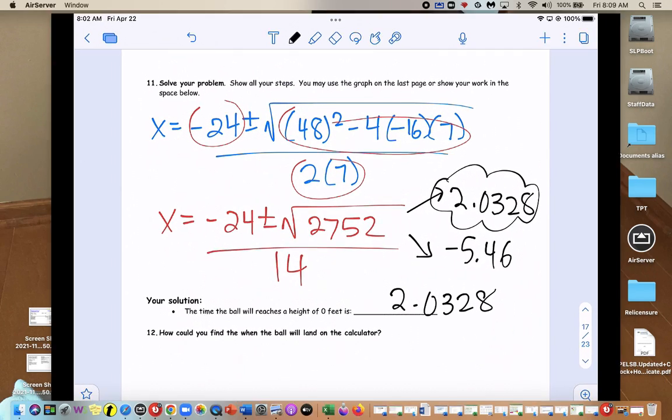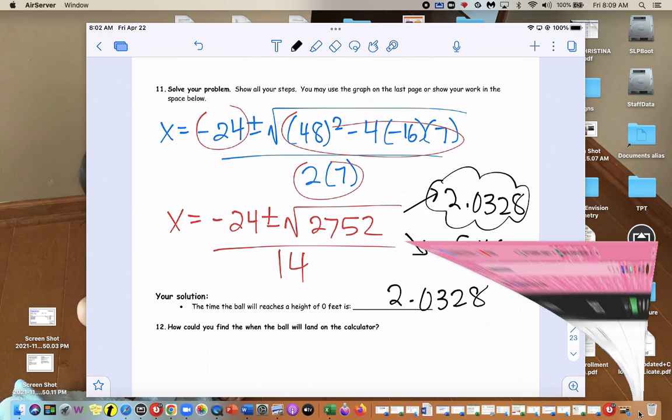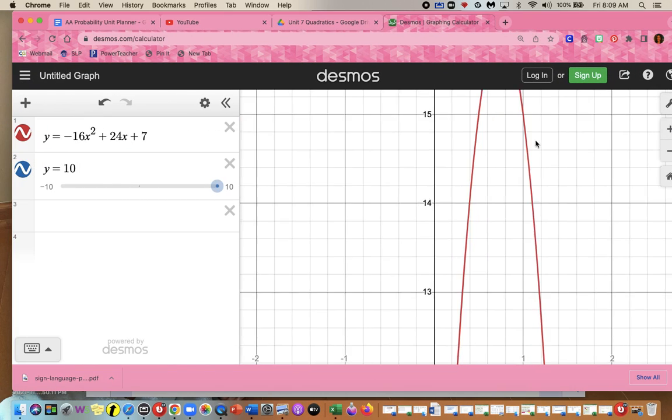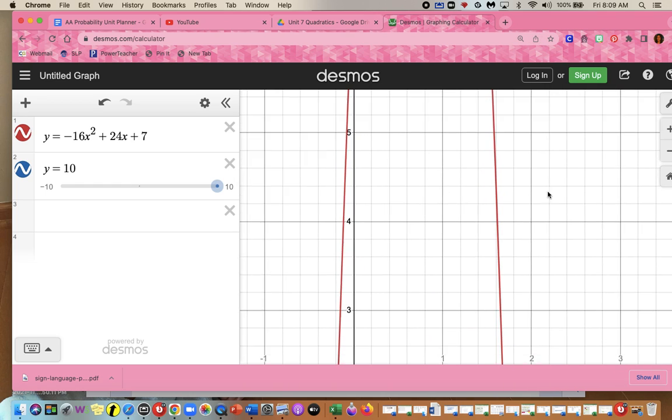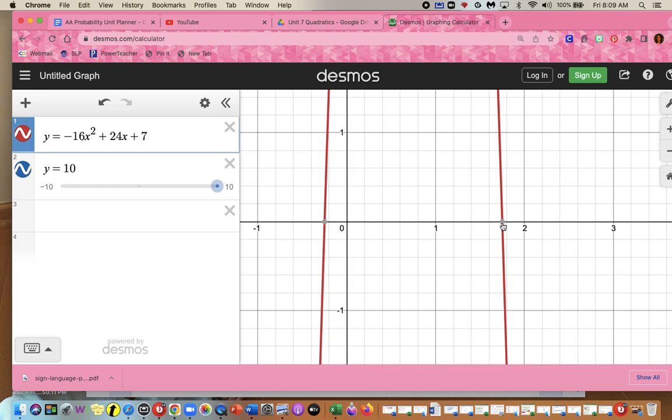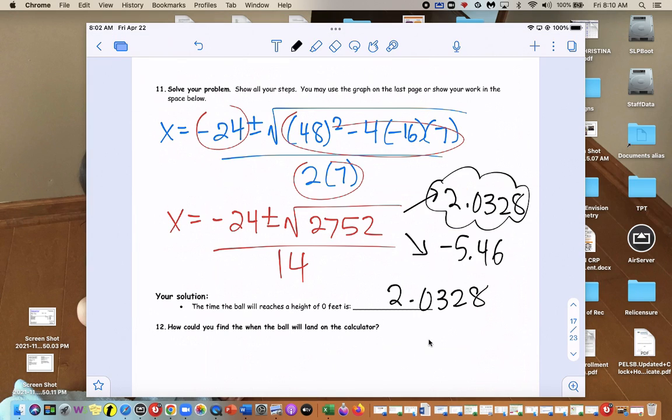How can you use the calculator to calculate it? We'll find the x-intercept. When it hits the ground, I should just zoom out, but I have not. Okay, so here it is. Ooh, 1.75. Why do I keep getting the wrong number? Okay, at 1.75 seconds, what did I get? 2.03.